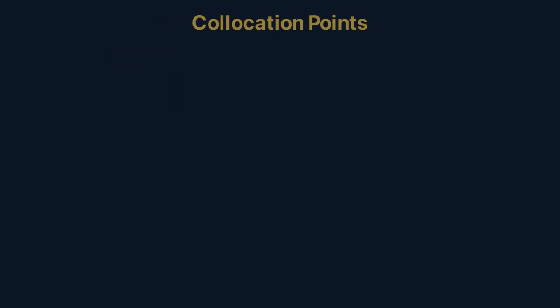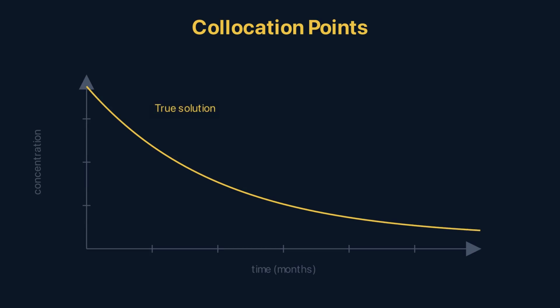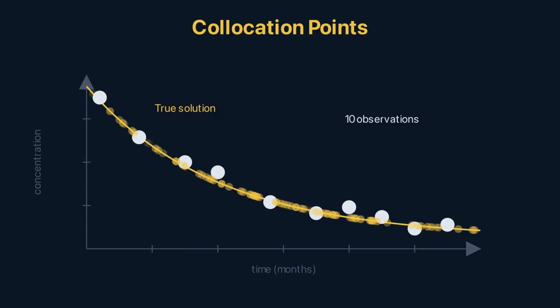You have 10 clinical measurements over 6 months. Traditional fitting: 10 data points constrain 10 equations. Everything between measurements is unconstrained. PINNs evaluate the physics loss at 1,000 randomly sampled collocation points between the measurements. At each collocation point, the ODE must be satisfied even though no data exists there. The physics constrains the solution everywhere, not just at observations.